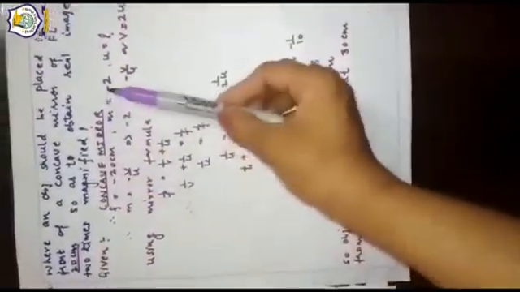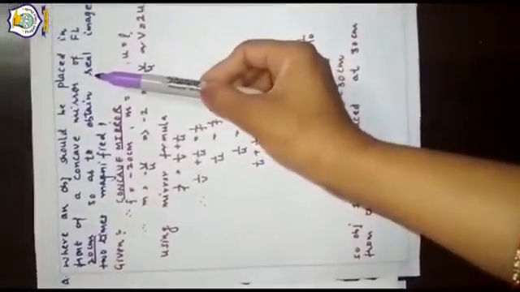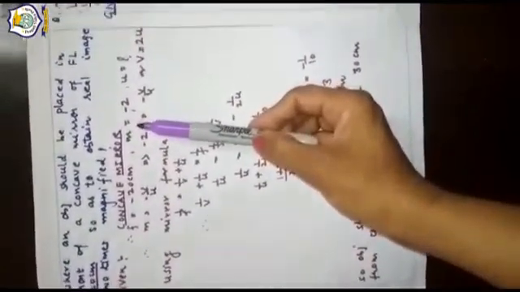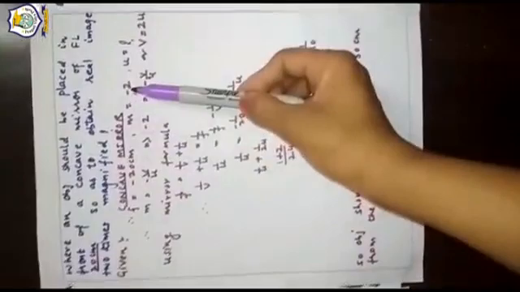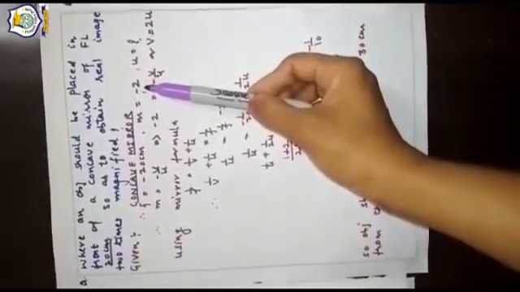So we have written all these things. m is given as minus 2. Why are we taking minus 2? Because it is a real image. As I told you in the last video about the importance of the sign of m, if it is positive, it means a virtual image. If it is negative, it means real. So that is why we are taking minus 2 here.